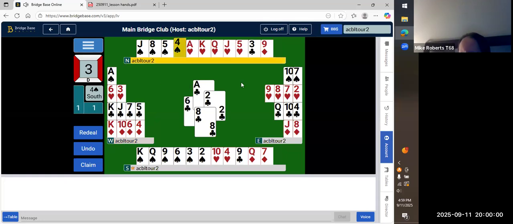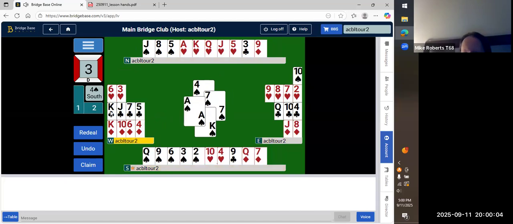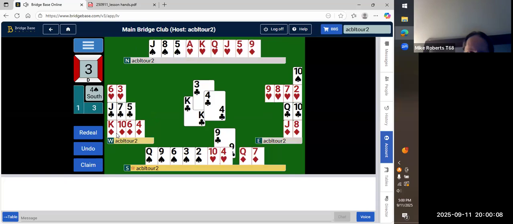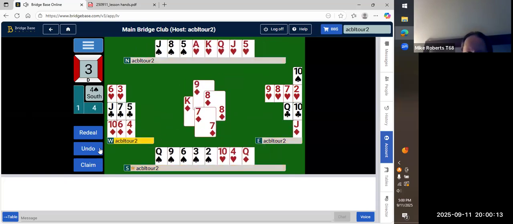If they just play a spade somewhat mechanically, now the defense can cash their tricks right away. They can cash both of their kings. And that's down one.